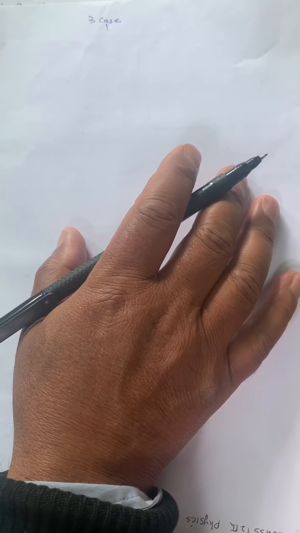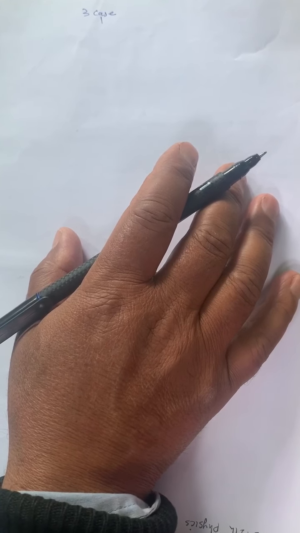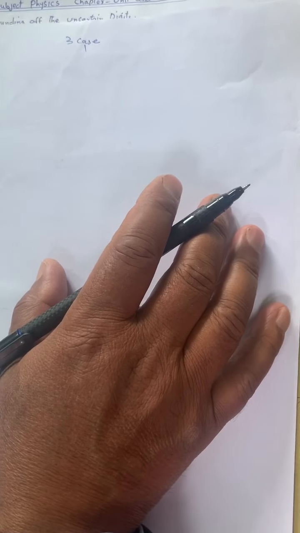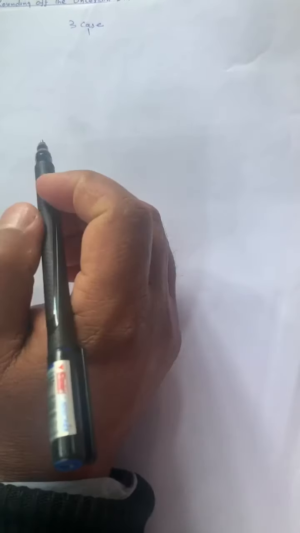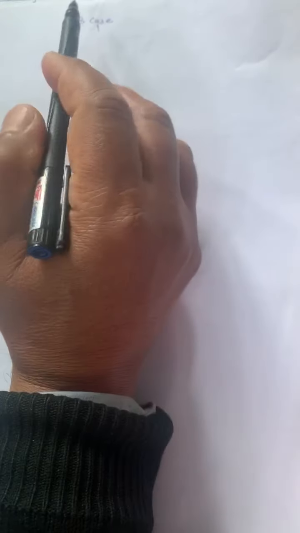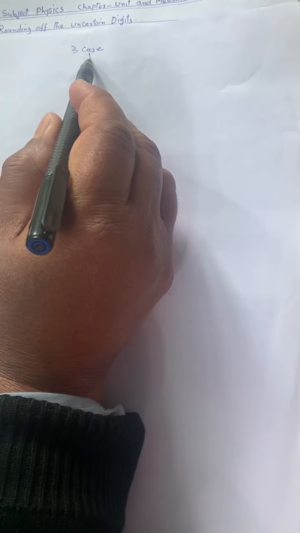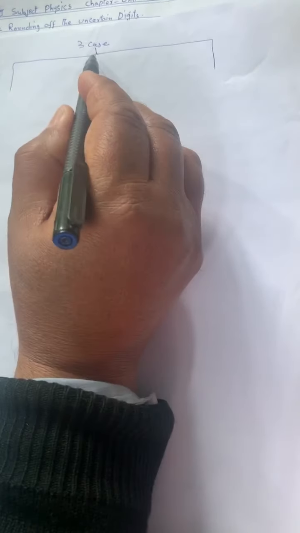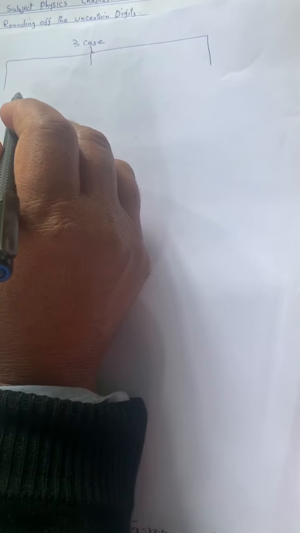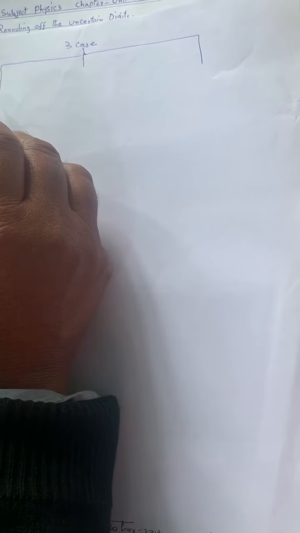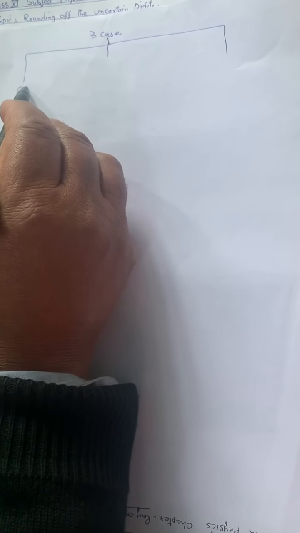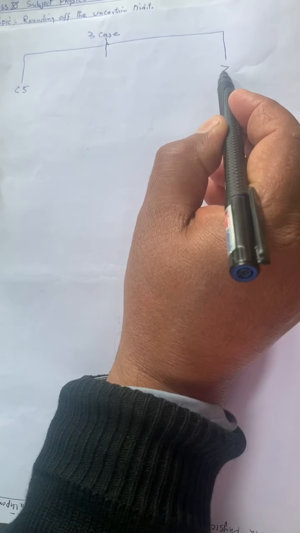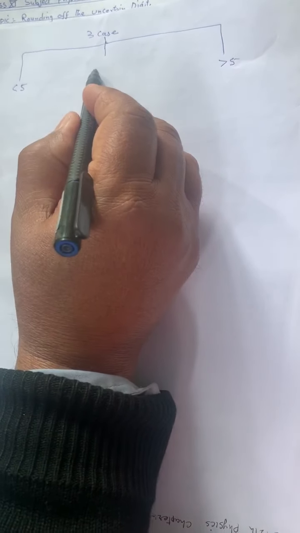Class 11th, subject physics, chapter units and measurements, topic: rounding of the uncertainty digits. For rounding of the uncertainty digits we have to remember 3 cases: the last digit is less than 5, greater than 5, or equal to 5.